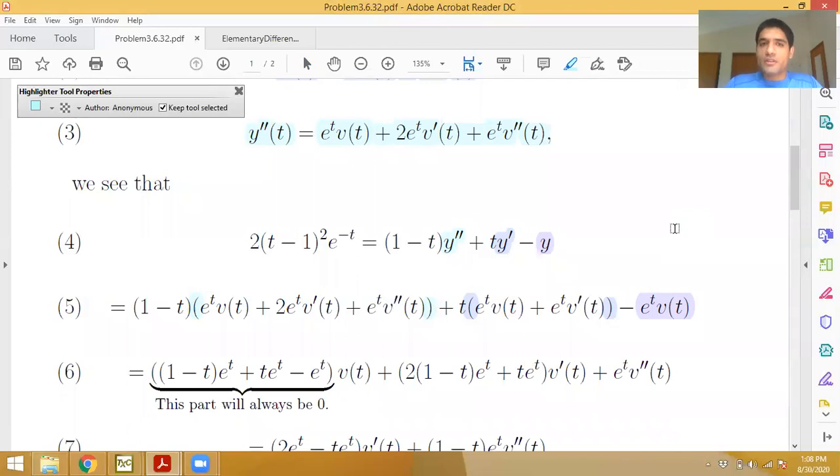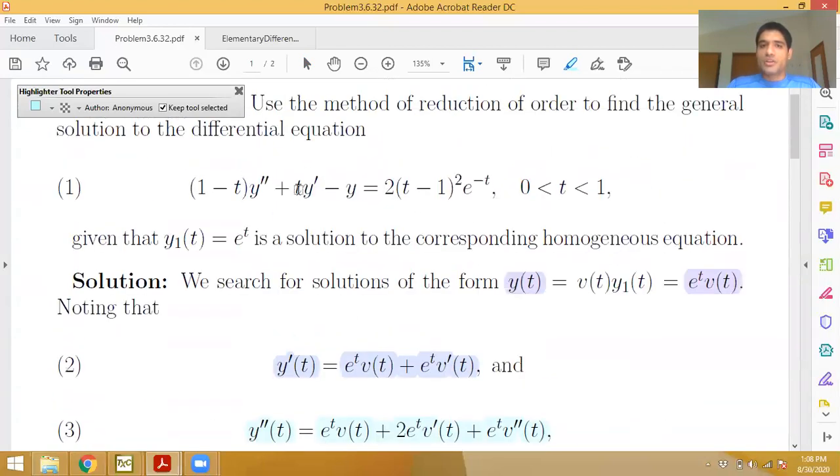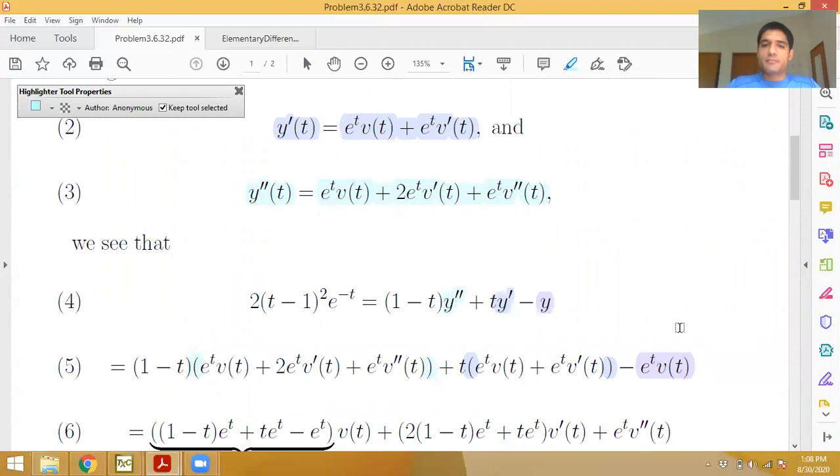So far, all I've done is assume that the solution y(t) is of the special form e^t times v(t). We calculated y' and y''. We directly plugged those into the differential equation that we were given. Equation 4 is the same as equation 1 that we were given. I just switched the left and right hand sides.